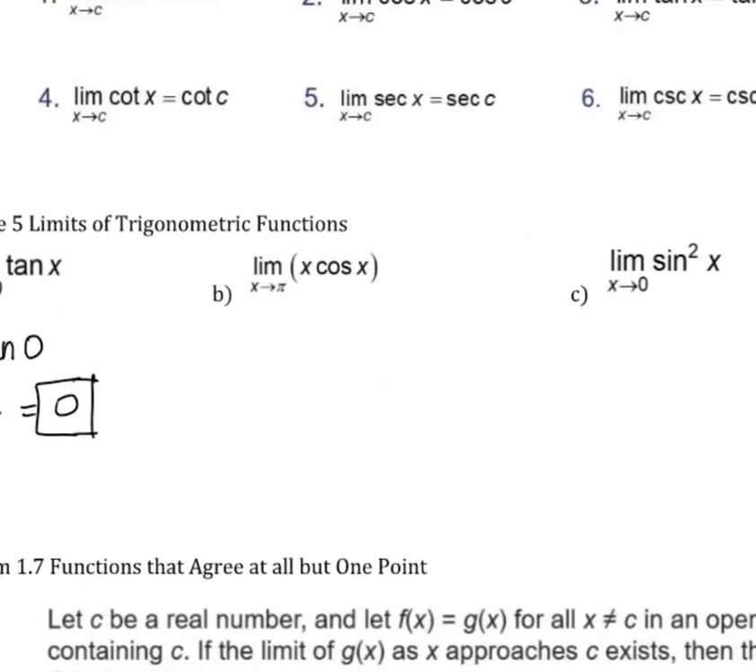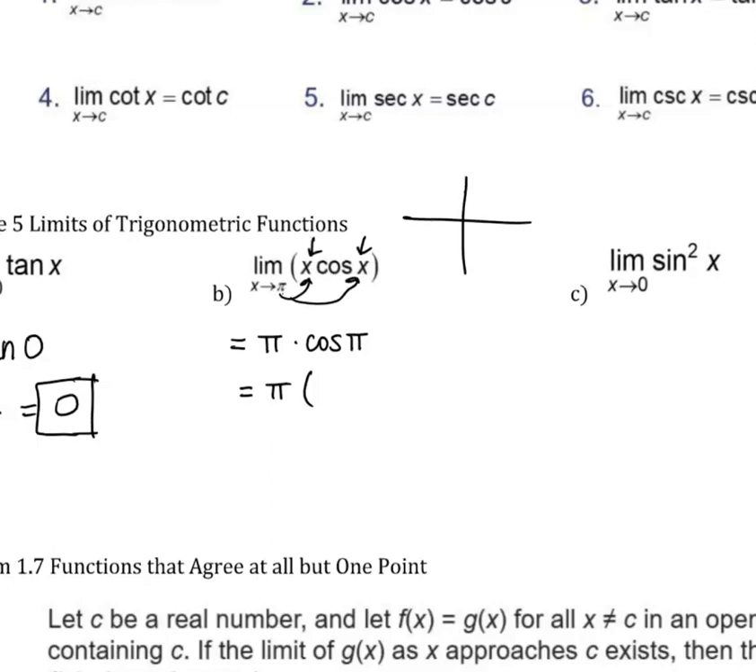Which is simply 0. Example 5b. Let's go in and try direct substitution. We have pi that we are approaching, so I'm going to be replacing the x's with pi. So I now have pi times cosine of pi. Both of these x's got replaced with pi in direct substitution. So this is pi multiplied by cosine of pi. Think about where pi is on the unit circle. Pi is over here, and over here the x coordinate is -1. So cosine of pi is -1, leaving us with negative pi as our answer.